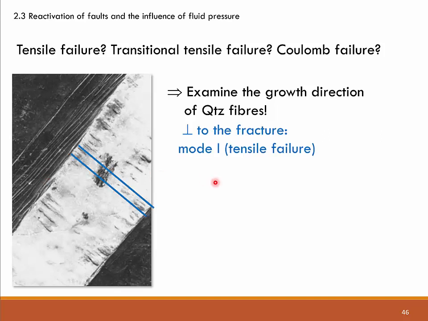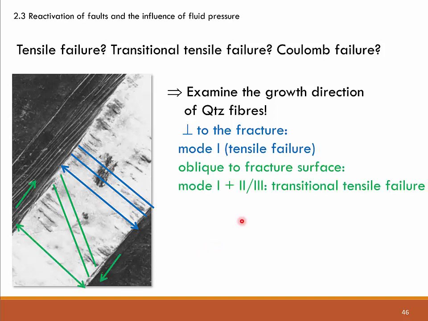And if we are looking at mode 1, tensile failure, the fibers of quartz would grow perpendicular to the fracture surfaces. If you observe fibers growing in that direction, you have good evidence that this is a mode 1 fracture, and that this fracture must have formed either under hydrostatic conditions or under small differential stresses, because the tensile failure envelope was intersected. So the opening direction in this case would have been as indicated by this arrow.